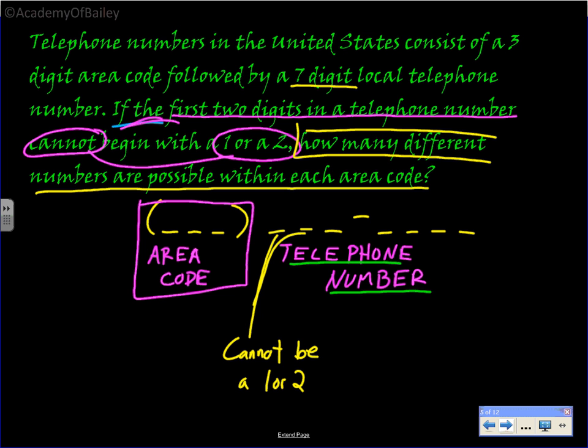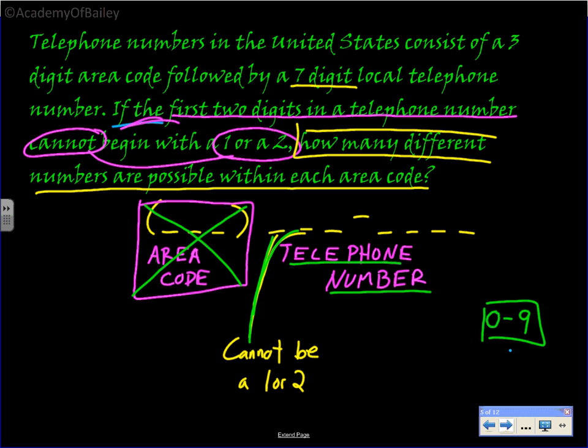All right, so let's go ahead and figure this out. Since we don't have to worry about the area code, we're not going to deal with any of those numbers. So within each area code, since in the first 2 spots you cannot have a 1 or a 2, what numbers are possible to put into a telephone number? Basically any number from 0 to 9, right? So how many numbers are from 0 to 9? There are 10 of them.